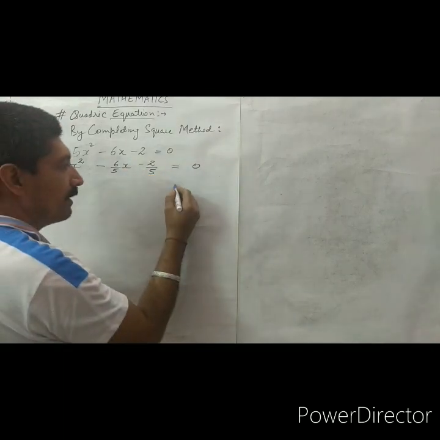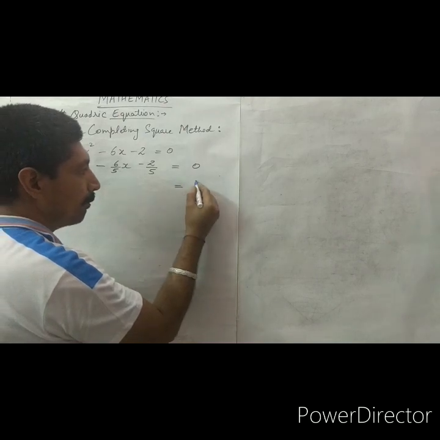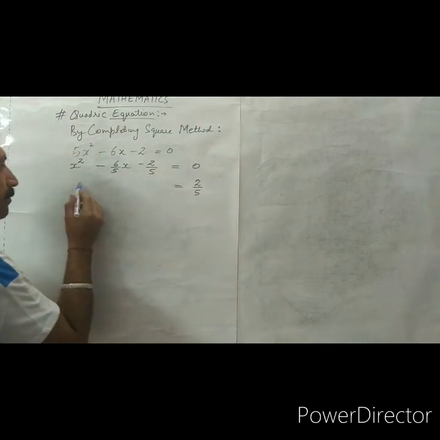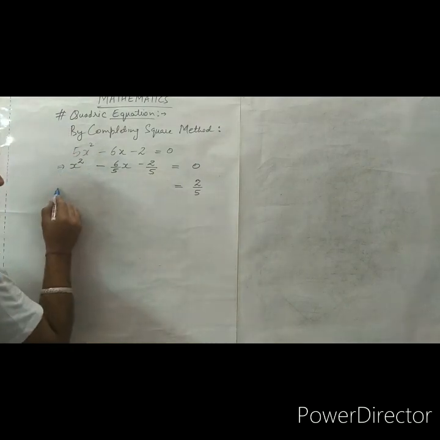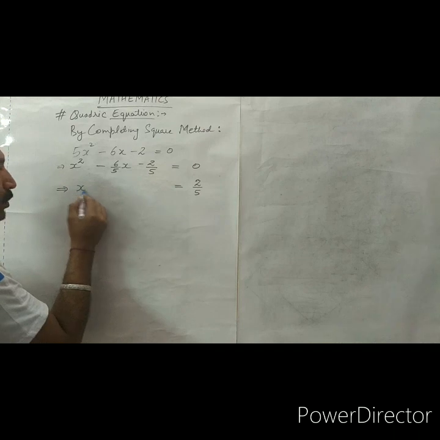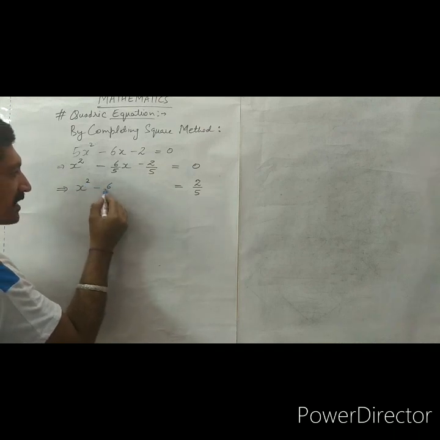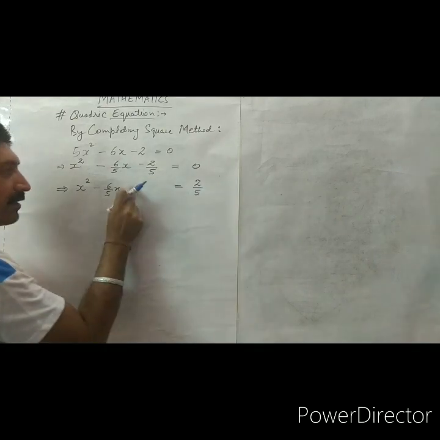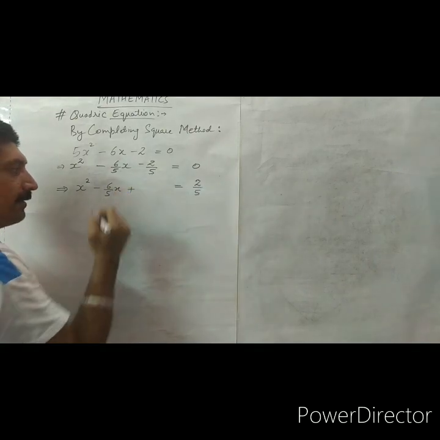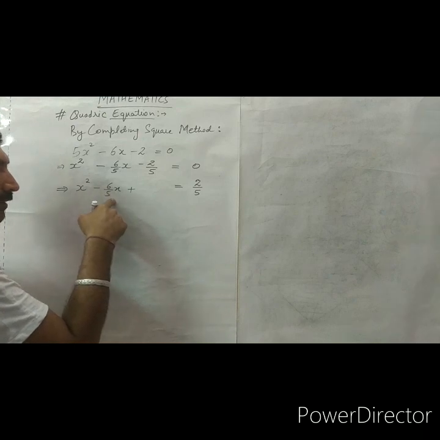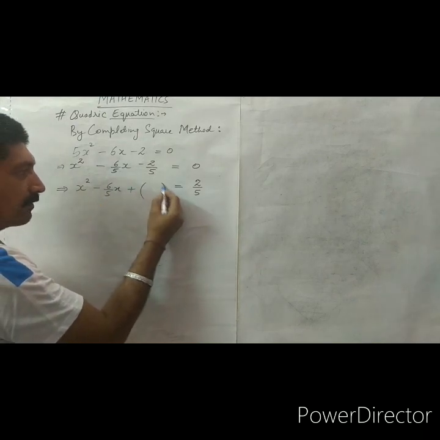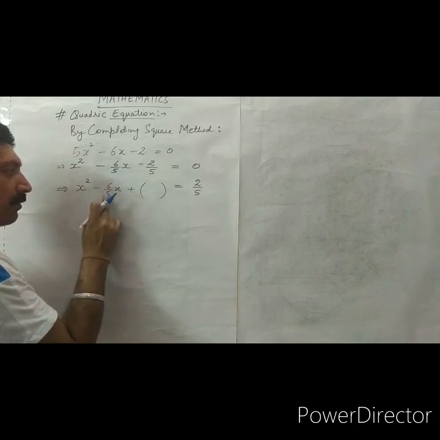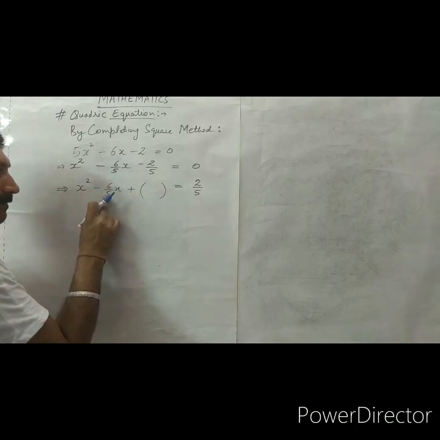This minus will become plus, this side 2 upon 5, and this further implies that x square minus 6 upon 5 x. We have to add to both sides to make the complete square, and to get the complete square here we need a square of the number, that is 6 upon twice of 5.